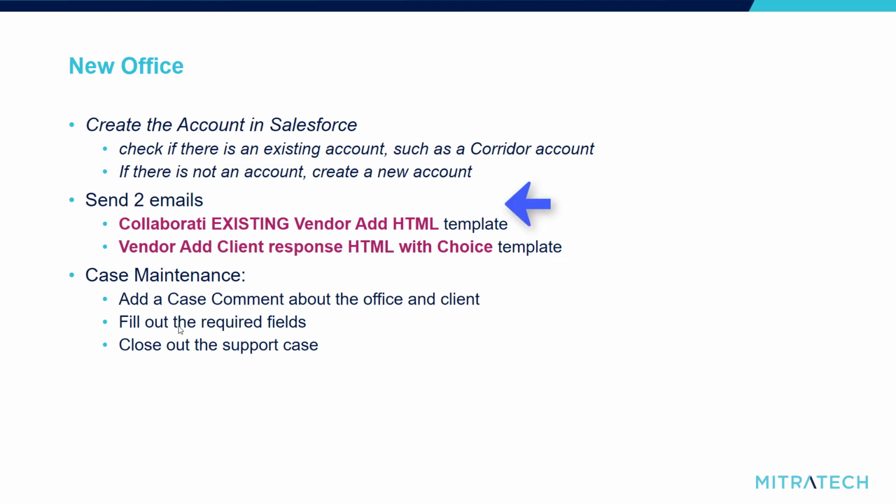Then you'll send two emails. Send the setup guide, also called the welcome package, to the vendor only using the Collaborati existing vendor add HTML template. Reply to the client. Use the vendor add client response HTML with choice template and select the correct response.